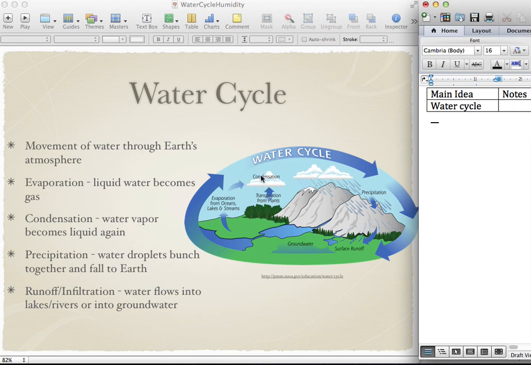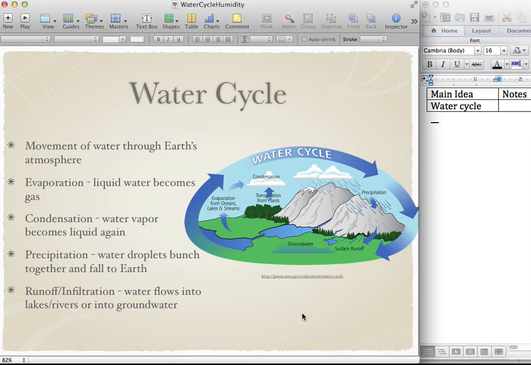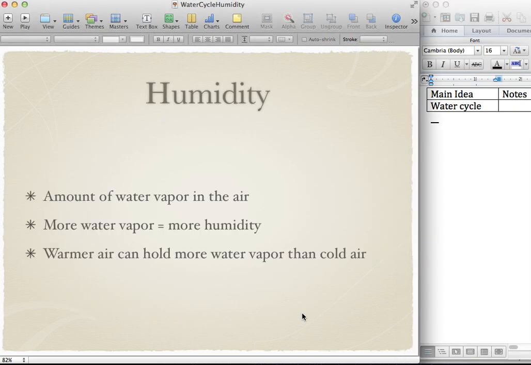Condensation, that water vapor turns back into a liquid, and that's key. That'll be really important when we look at clouds later this week. Precipitation, water droplets bunch up and fall to Earth, and then runoff or infiltration, the water flows either on the surface into a stream or soaks down into the ground and becomes part of the groundwater. So those are the basics of the water cycle, just to review.